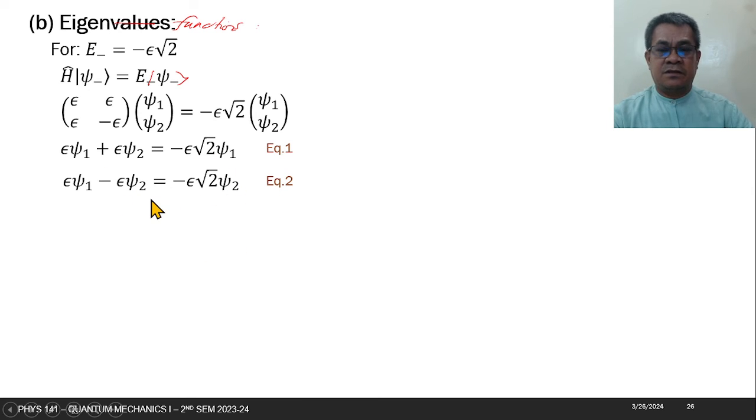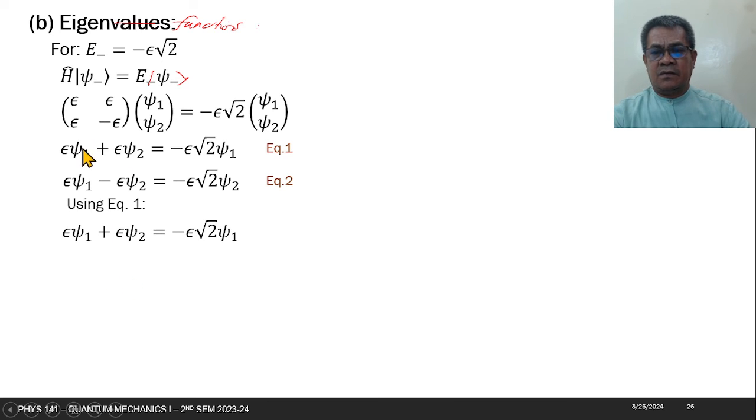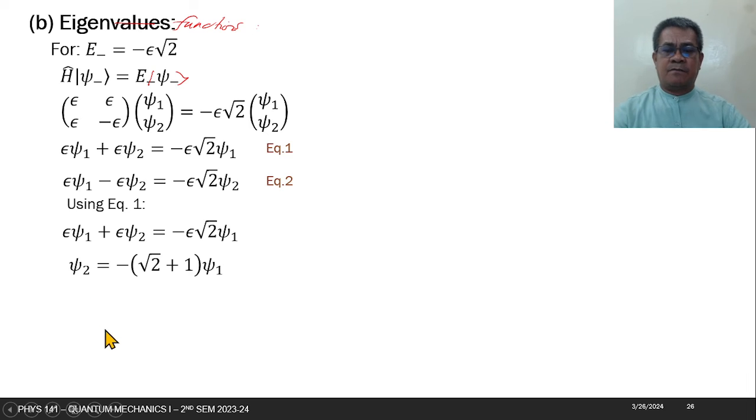So this is the second equation. We can use any of these to solve for the relationship between psi 1 and psi 2. Remember, these equations are not simultaneous, so therefore we just choose any of these, then we can pick the value of one variable. So using equation 1, considering this one, we will solve psi 2 in terms of psi 1. So this is the result. We'll transpose this, it becomes minus, and we have this negative common. So we have square root of 2 plus 1. Then we take the common of psi 1, and this is our intention. So therefore this is psi 2.